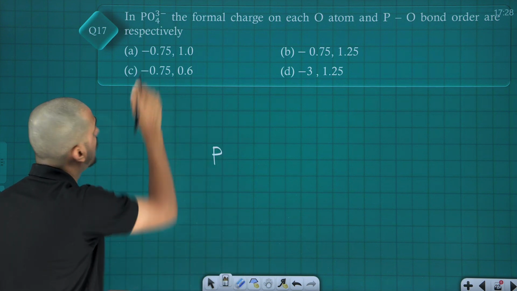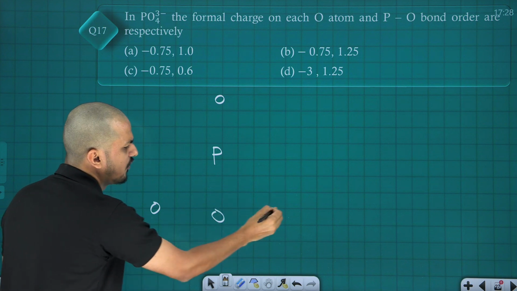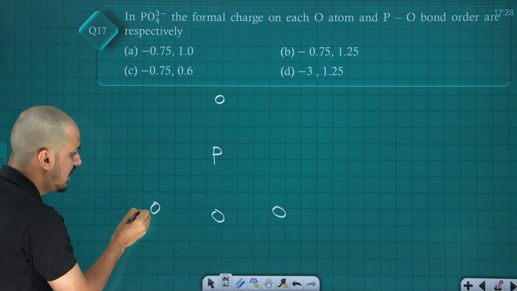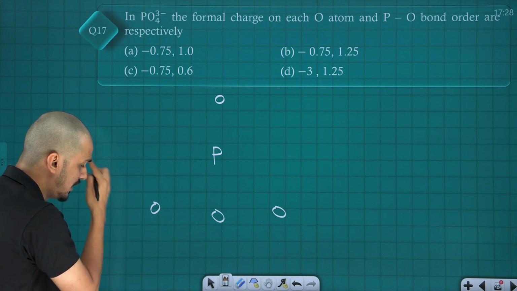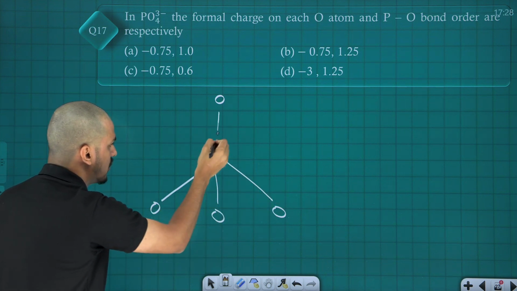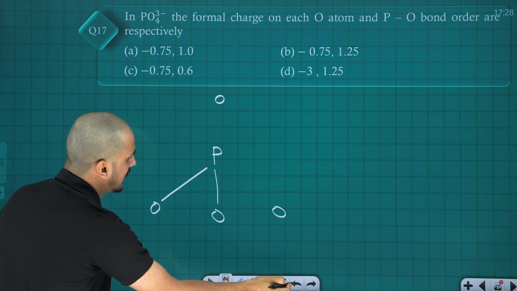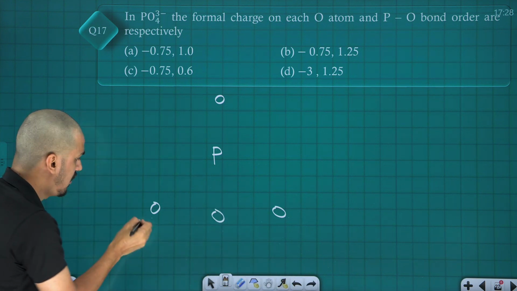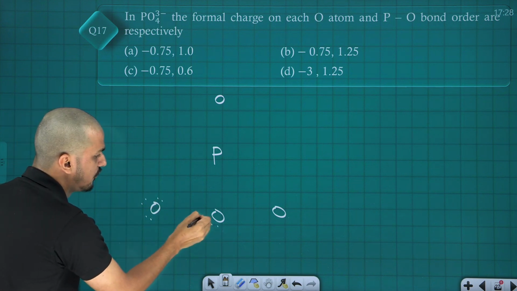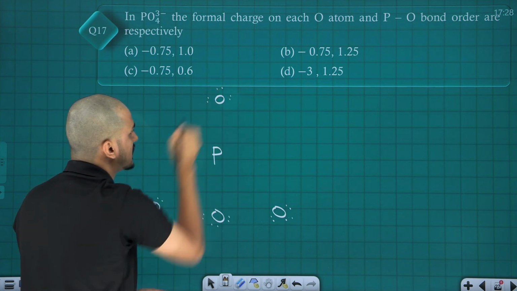Phosphorus is there. Around it, how many oxygen? 4 oxygen. 1, 2, 3, 4. Tetrahedral is the structure. Around each oxygen, they should make 1 bond. Or else we can start like this. Oxygen here has 2, 4, 6 electrons, here also 2, 4, 6, and 2, 4, 6.